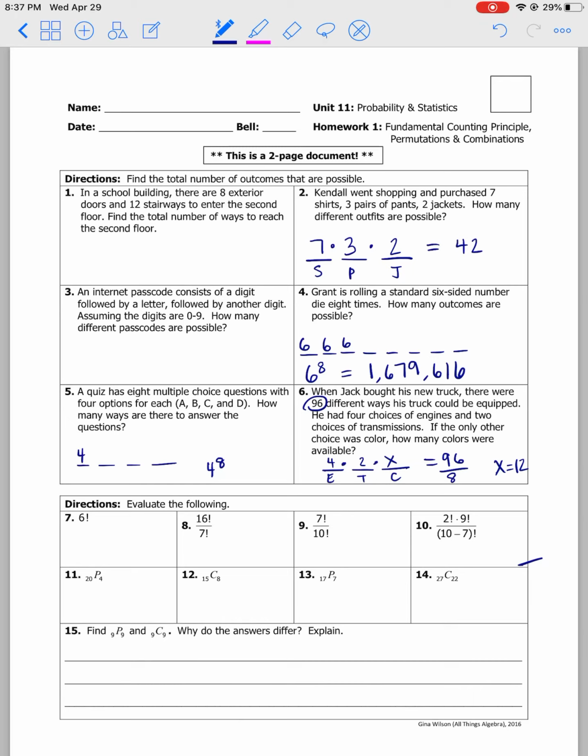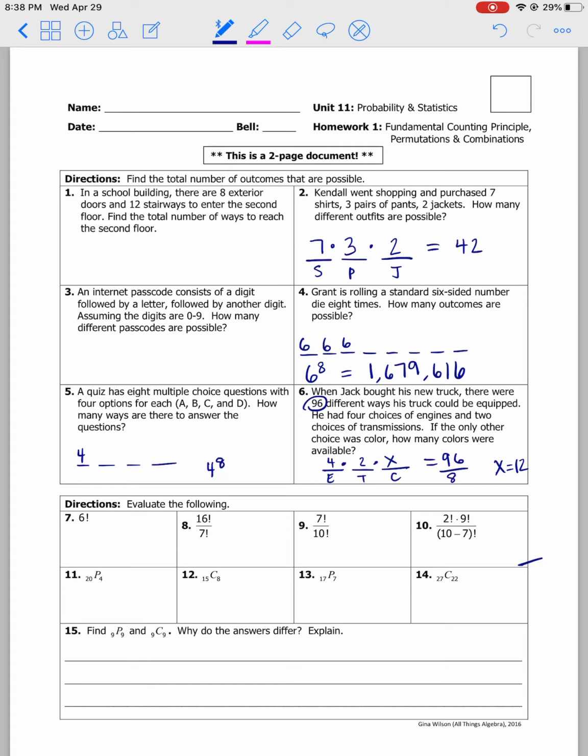If you don't have that function on your calculator, if you looked it up and you know that you don't, then you just have to use the formula. But again, 11 through 14, I'm not going to do because you have the key for those and they're really straightforward. 15 though says find 9p9 and 9c9.